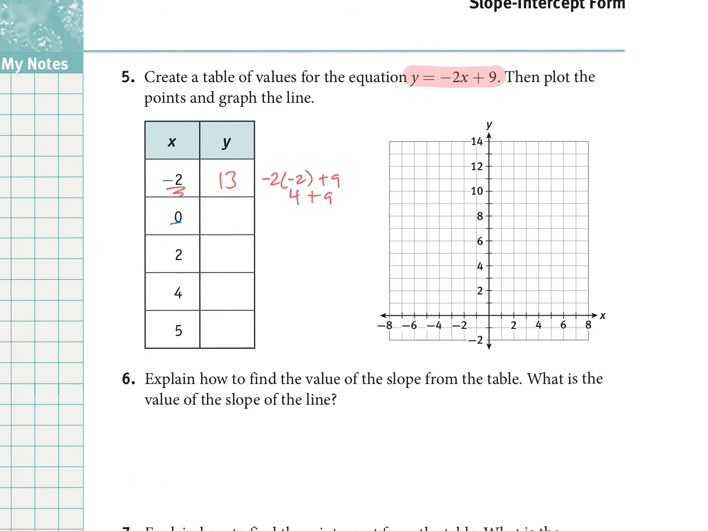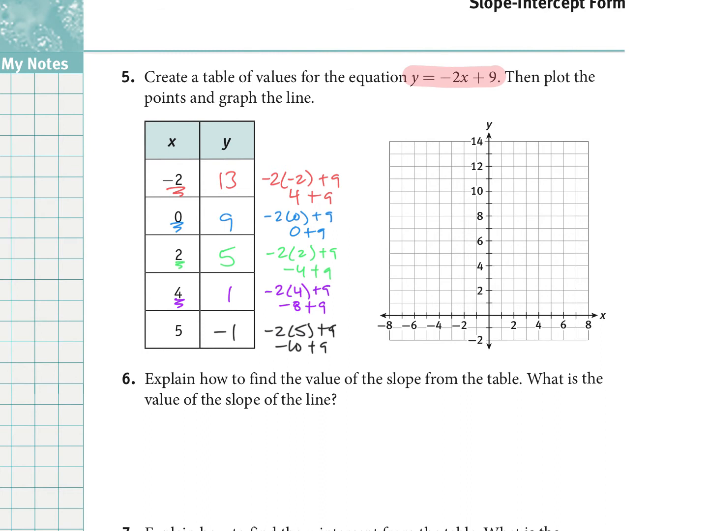Let's plug in 0 for x. So I have -2 times 0 plus 9. So I have 0 plus 9, that's going to give me 9. Let's keep going. I'm going to plug in +2 right now. Once I plug in +2, I get -2 times +2 plus 9. So -4 plus 9, well, that's going to give me 5. And I want you to try the last two on your own. Hopefully you'll pause the video right here and test them out, and then we'll check our answers.